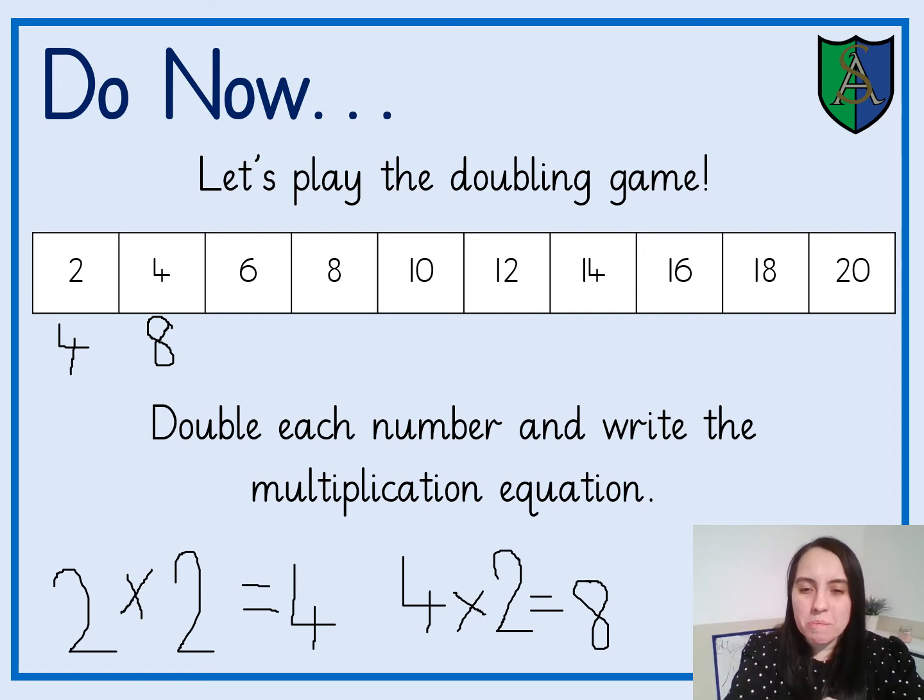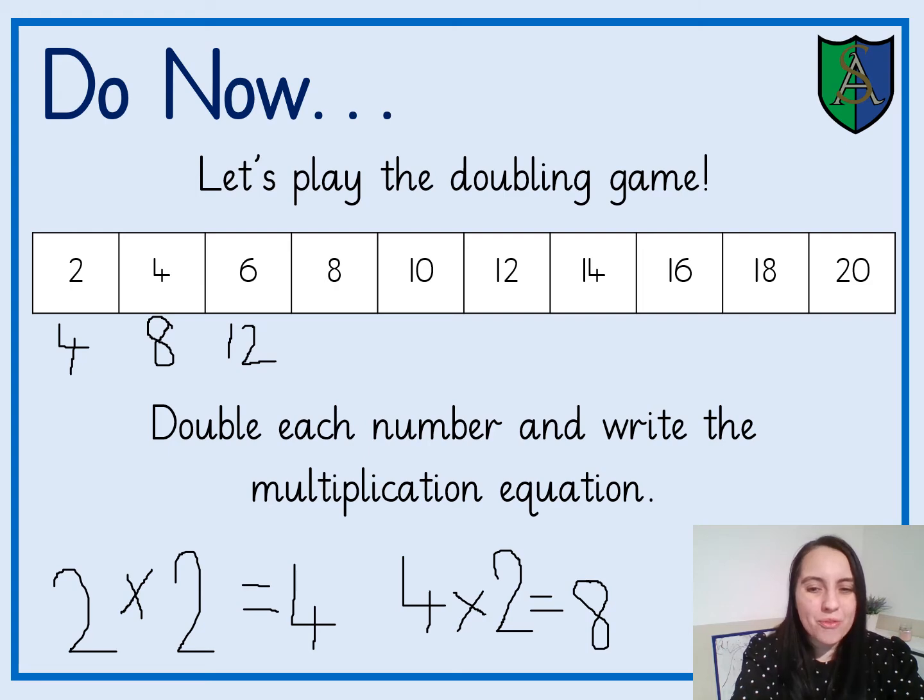Let's double the number 6. If you need to draw dots to help you, you might want to do this, but you might already know what double 6 is. What's 6 2 times? Brilliant, well done if you said 12, because 6 and another 6 is equal to 12.